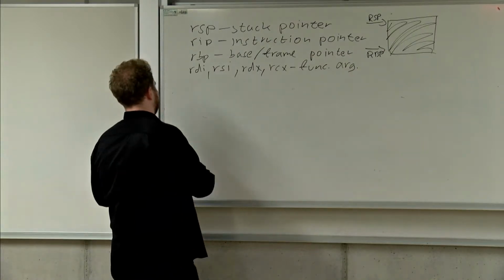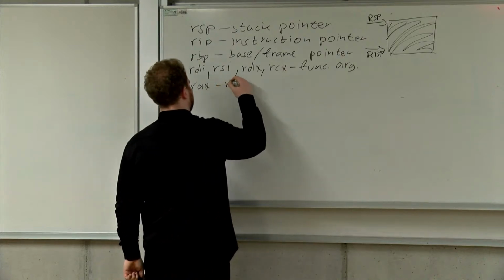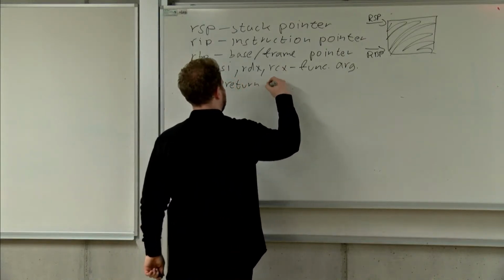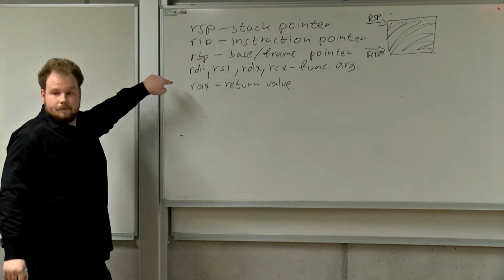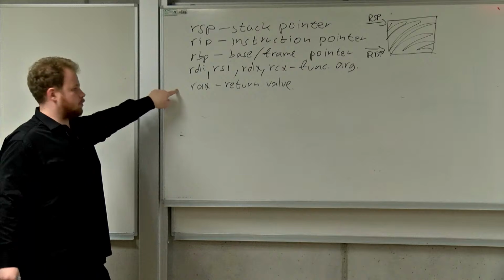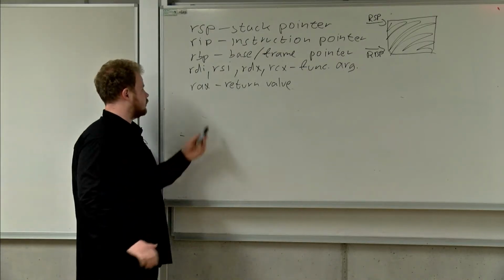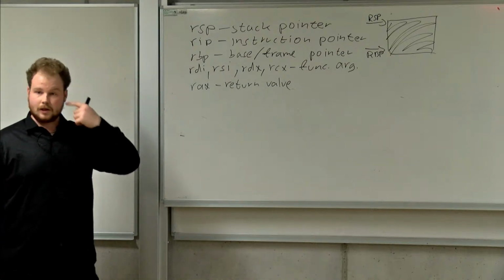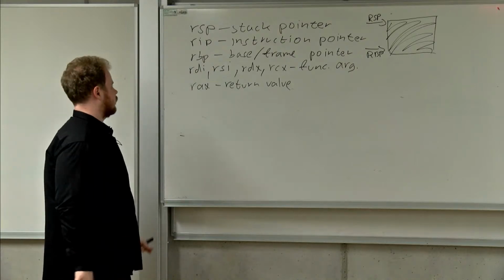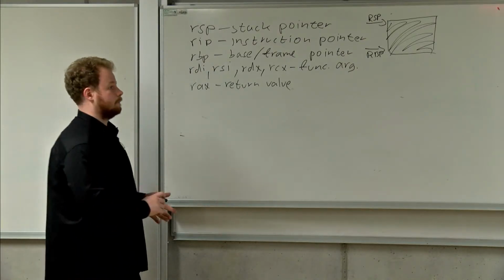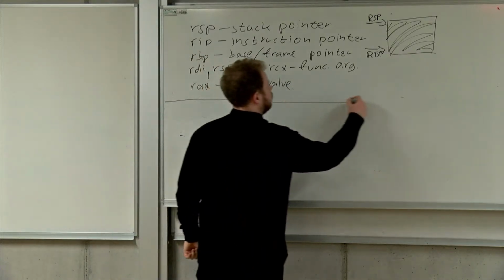Okay, then we have the return value. RAX is the return value. So basically, whenever a function returns and it's supposed to return some data, some information, maybe an integer or a pointer, it stores it in the RAX register. So whenever the function returns, the function that called it knows to look for the return value in the RAX register.